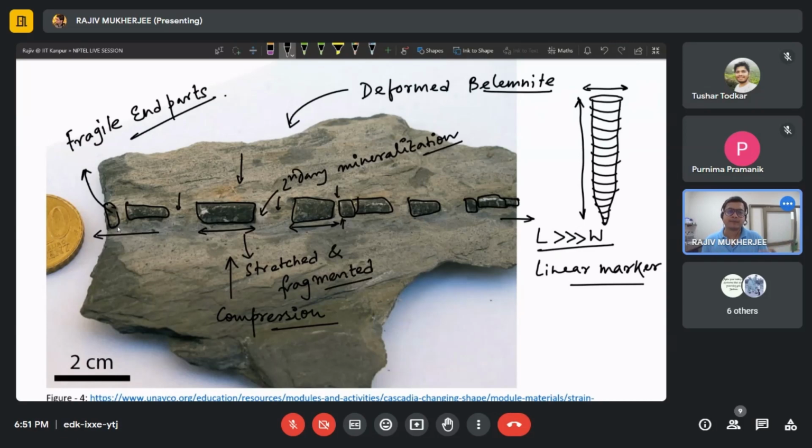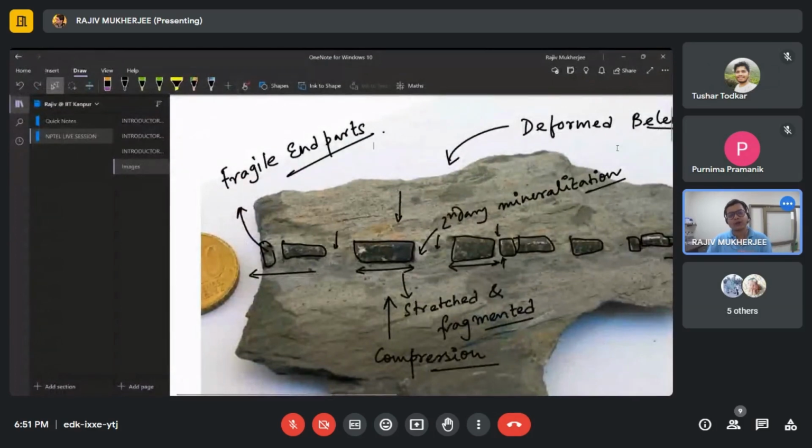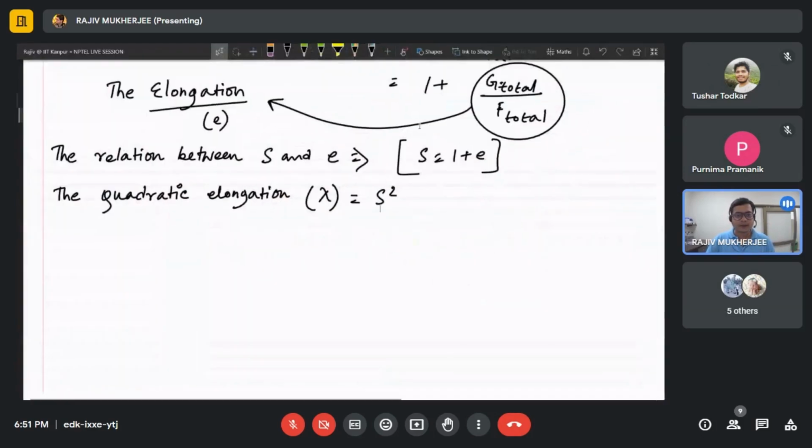In that case, how can you measure the length of those fragments at the end parts? The Ramsay method tells that you have to take the length of each and every fragment. So in that case, Hossain's method comes in very handy, because it tells that you should not take the entire length of these end fragments. So now let me elaborate Hossain's method.